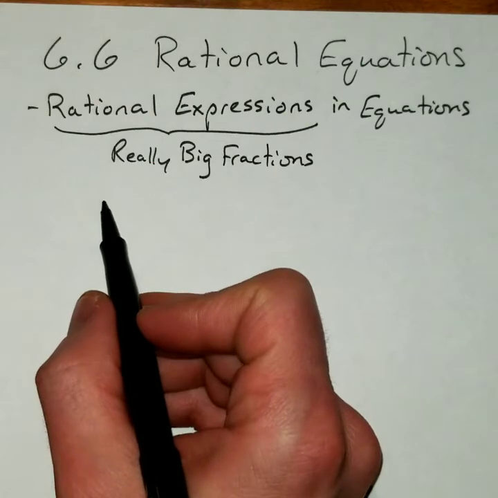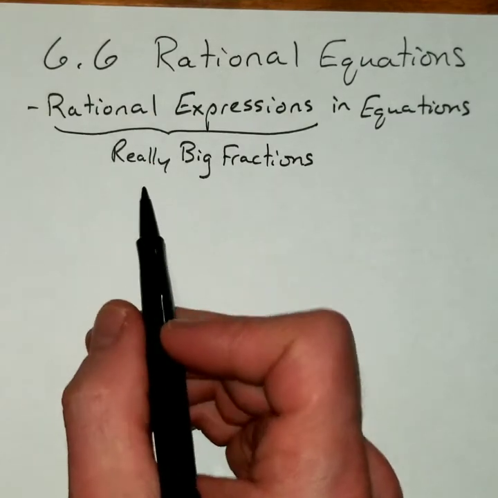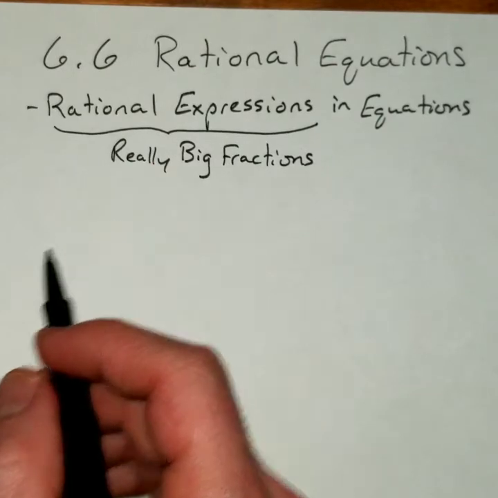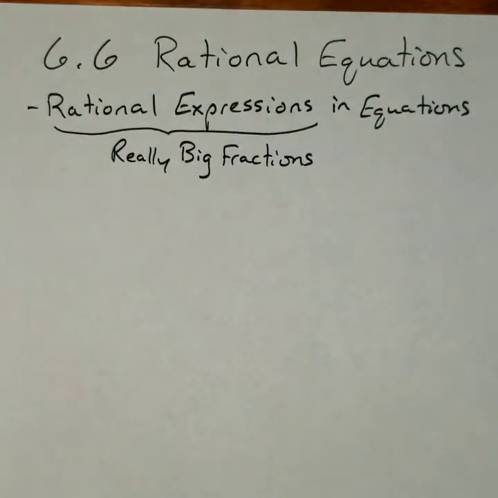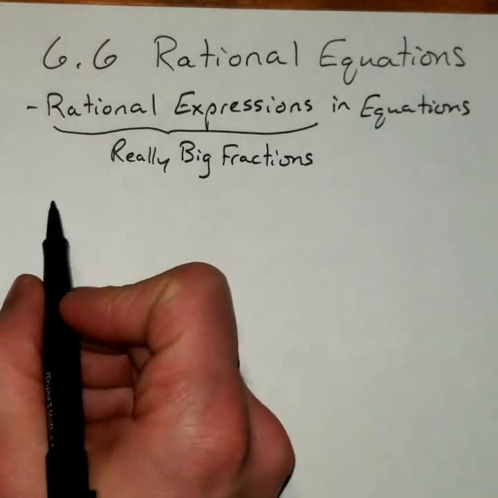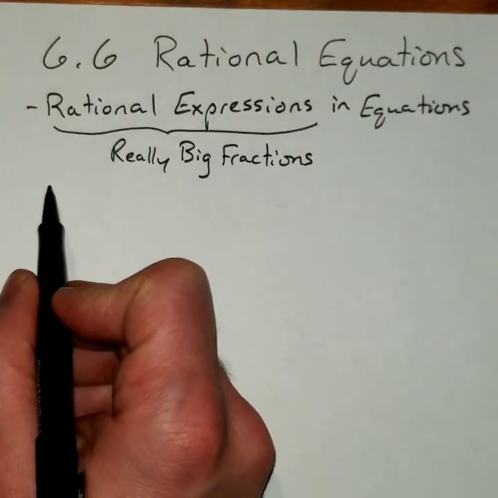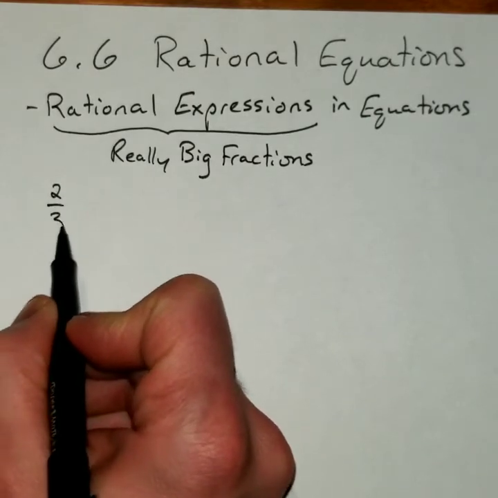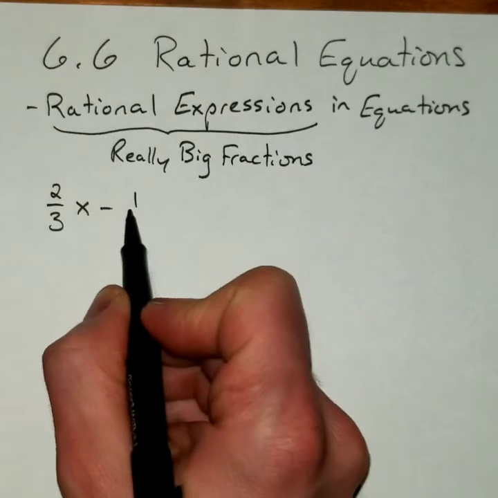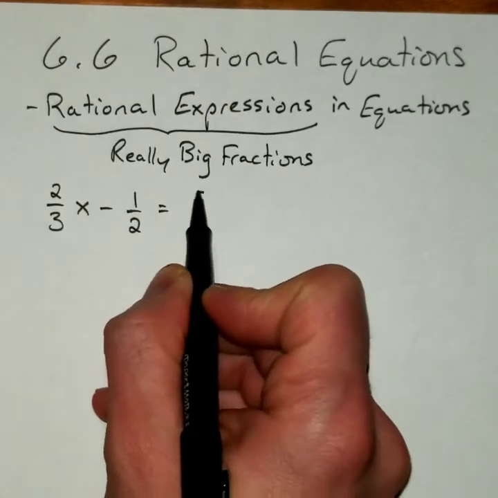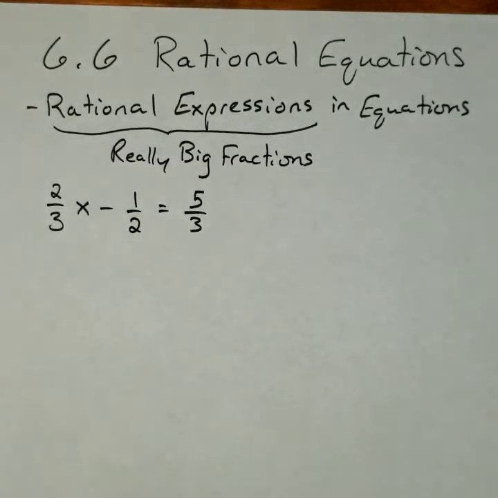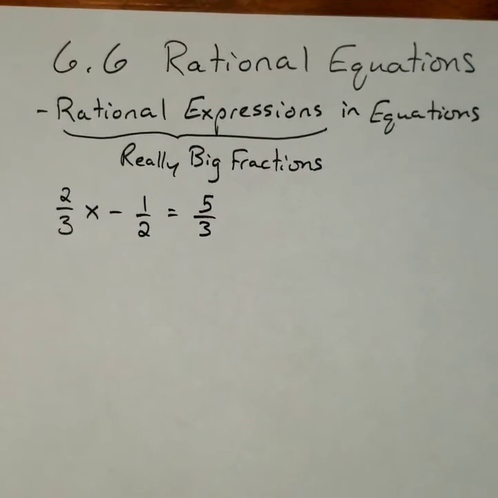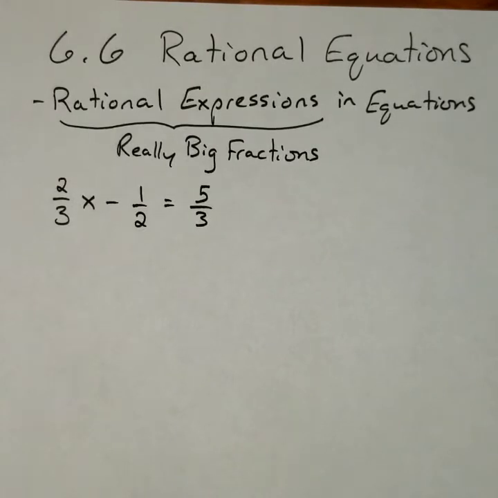So to get a feel for how to solve these equations, and they're going to look pretty nasty by the time we get to the harder ones, let's take a review example, something we talked about way back in chapter 1. We solved linear equations, and they just had some fractions in them. Things like 2/3 x minus 1/2 equals 5/3. Okay, this is just a review example, but I think it will help to get the ideas down for what we need to do.